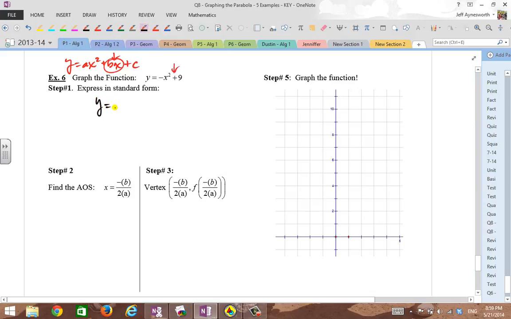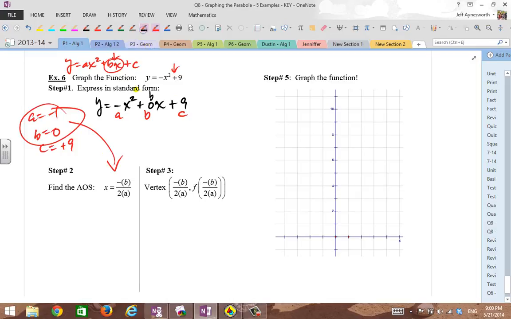All right, so we know that this function is negative x squared plus 0x plus 9. There's no middle term, and that's why b is 0. We know that a is negative 1, b is 0, and c is 9. So let's write them down. All right, a is negative 1, b is 0, and c is, excuse me, positive 9. All right, there's a plus sign there. And let's substitute them in and find our axis of symmetry.